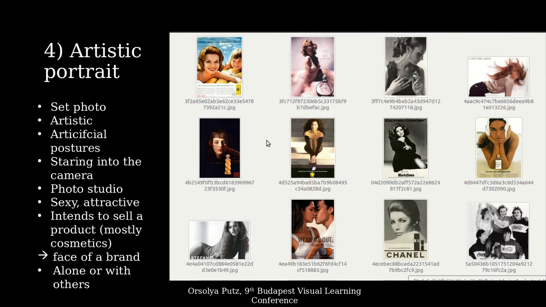The body can be the subject of art. This category contains set photos which were taken in a photo studio. Models are typically staring into the camera in artistic postures in an artistic background. One would consider these women sexy and attractive, but others would regard these photos as sexist. What we can be sure about is that these women advertise products, mostly cosmetics, of certain brands. They are often contracted to be the face of a brand.